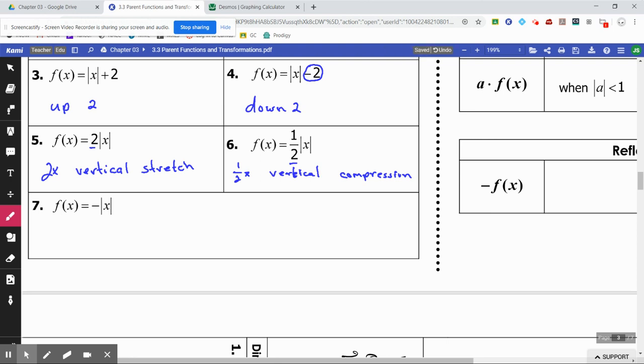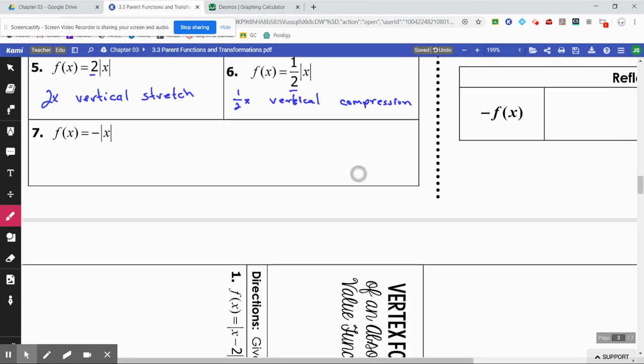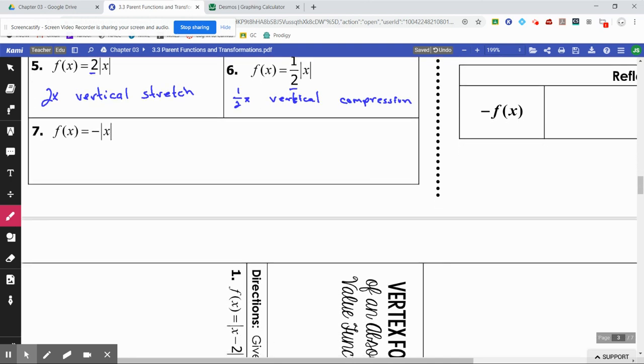Now, these two that I'm about to show you are not on here, but I want to go through what happens when there's a 2 or a 1/2 inside. So I'm gonna add some extra problems. We can call it 8 and 9 if you would like to. But what happens when you have f of x equals the absolute value of 2x? Or what happens when you have f of x equals the absolute value of 1/2 x? Now these are going to look very, very similar to the graphs that we just did.